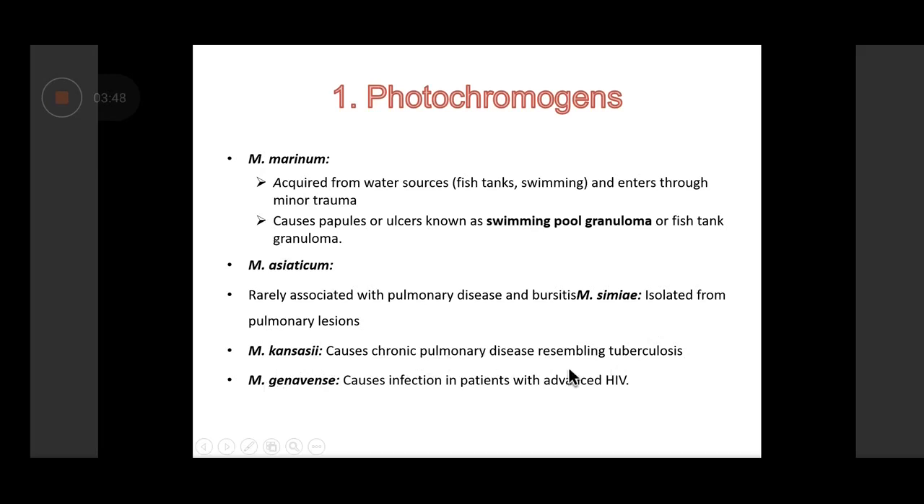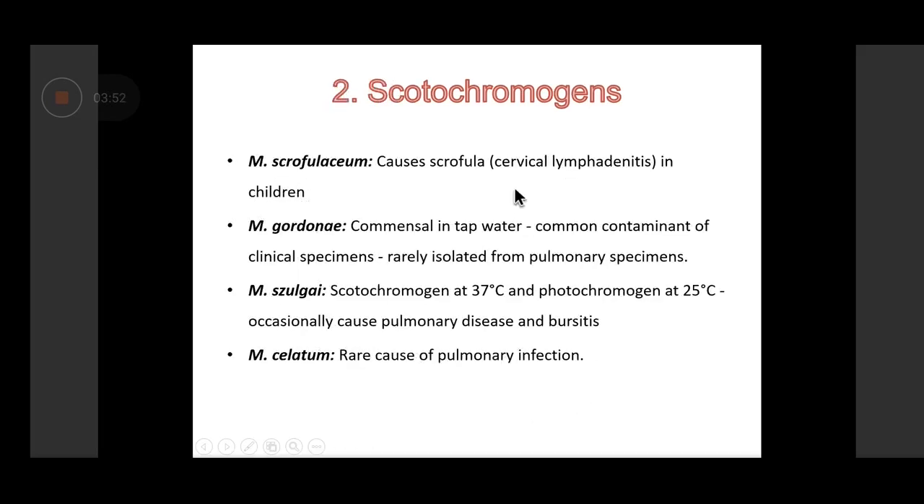Kansasii resembles your tuberculosis. Then among photochromogens, Mycobacterium scrofulaceum causes scrofula in children. Then M. gordonae: these are commensal in tap water, so these are common contaminants of skin in your clinical specimen.